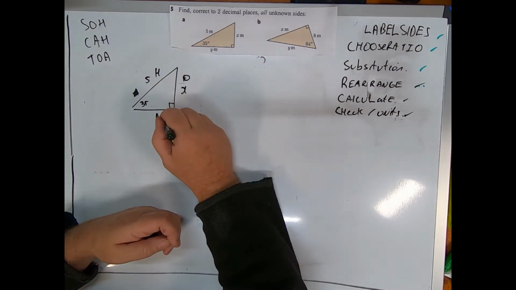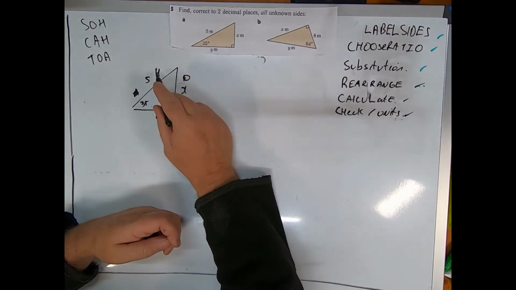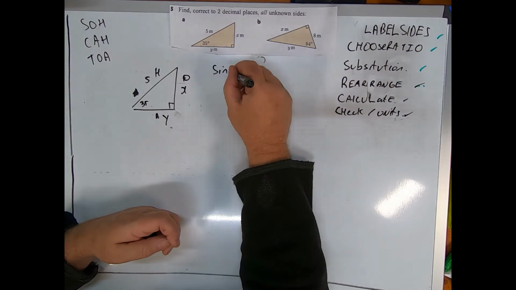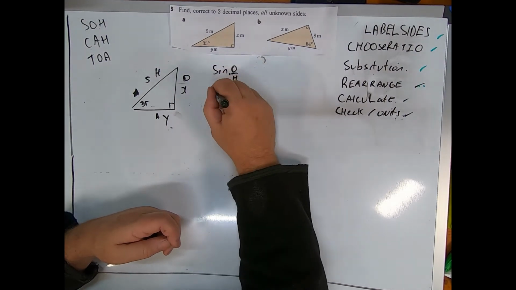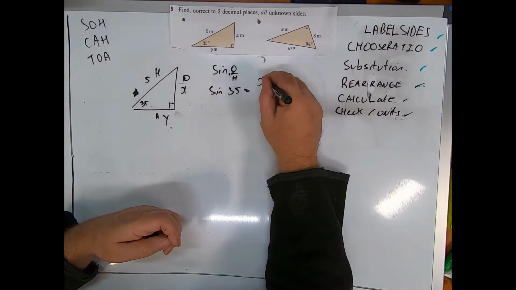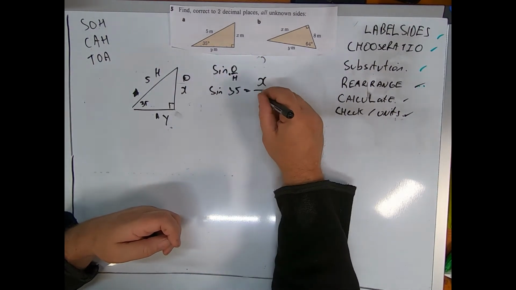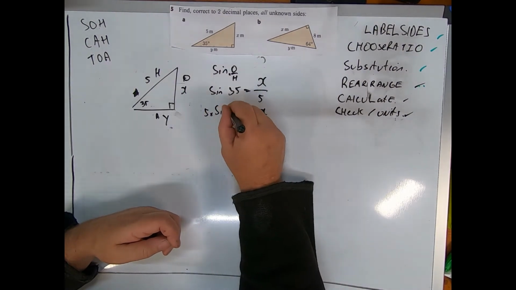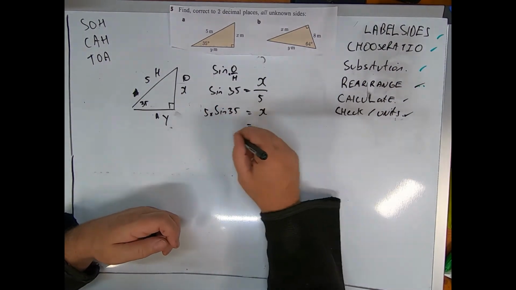So if I want to do the x first, I'm going to use the O and the H. So to find the x, it's going to use the O and the H. So sin of 35 will equal x for the O and 5 for the H. So x will equal 5 times sin 35, whatever that number may be.